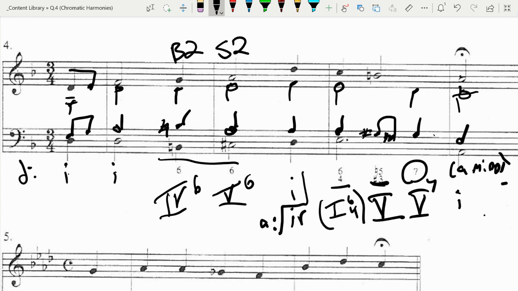And then we get the D minor, moving to the A minor. That's the modulation. We're moving from D to A. So this is what it would sound like if we did it this way.